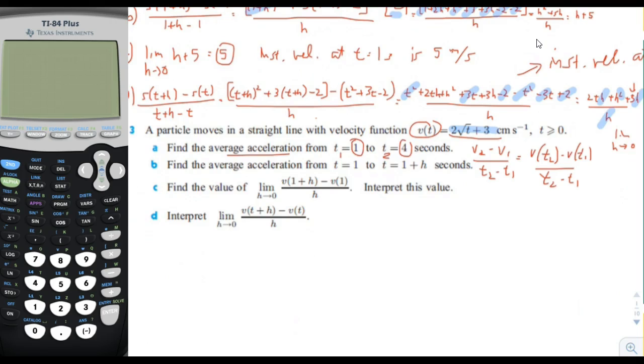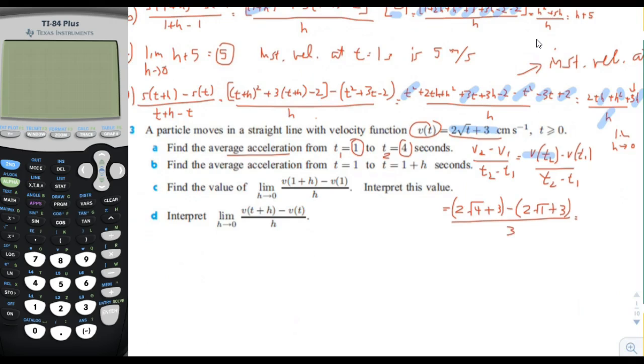So let's do that. First this term here, v of t2. We're going to put t2, which happens to be 4, in for 2 square root of 4 plus 3. And then we're going to subtract out v of t1. So we're going to put t1 in there, which is 1. It's going to be 2 square root of 1 plus 3. And the denominator would just be t2 minus t1, or 4 minus 1, which is 3.